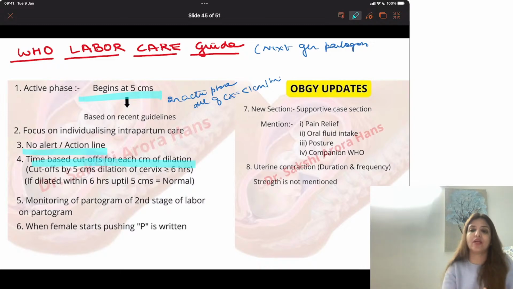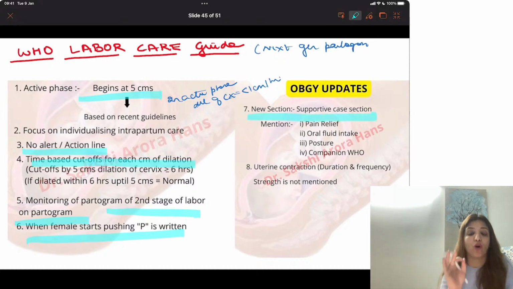The other very important thing is that in the earlier partogram which we studied, the modified WHO partogram, we did not represent the second stage of labor. In this case, second stage of labor is represented on the partogram. Third important thing is whenever a female starts pushing in the second stage, you are going to write P there. Then there is a new section which is the supportive care section. In the supportive care section, we are going to mention pain relief, that is, for pain relief what we have given, how much oral fluid the patient has taken, which was earlier not mentioned, right? In which posture the patient has delivered and who is the companion.